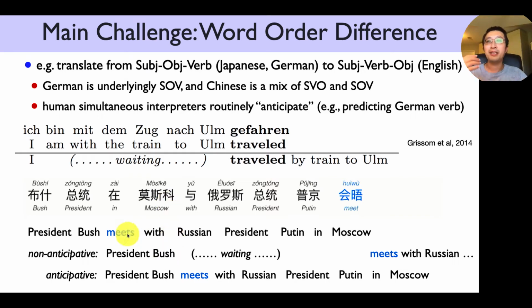Why? Because what can he do, right? He's President Bush, not President Trump. What can he do in Moscow? He cannot play golf. He'd better just meet with Putin, right? So in this context, a trained human interpreter would often very boldly predict the verb to be meets, right? So that's very good. We want the machine to be as intelligent as that.